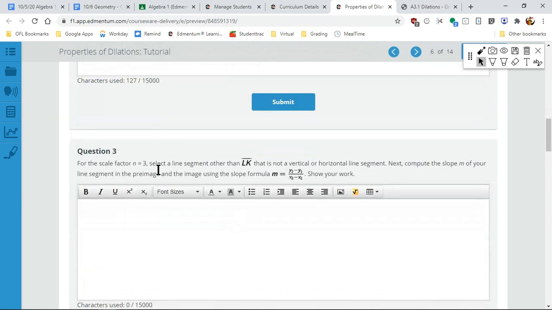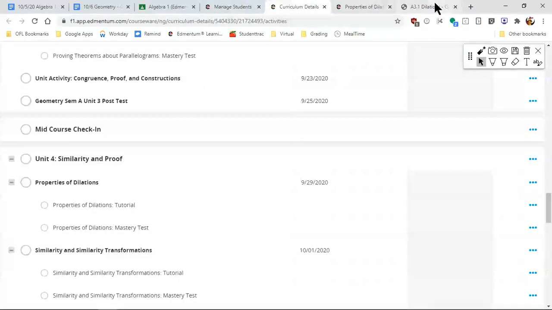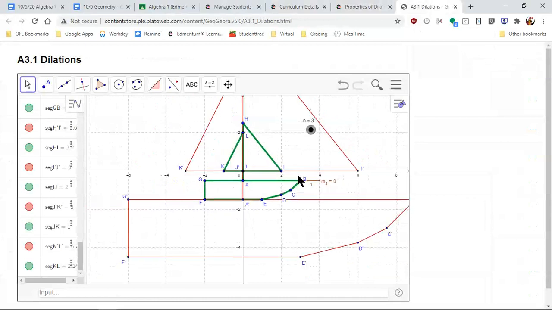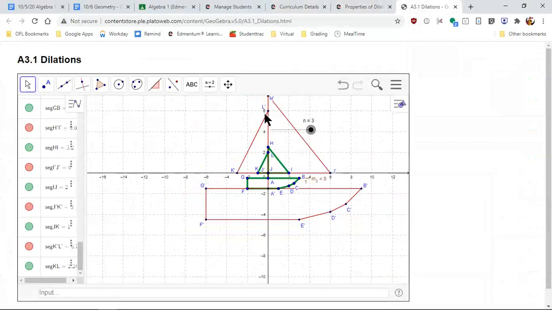Next, it's like for the scale factor N3, select the line LK and compute it. So this one, they actually want us to solve it. So let's go to our thing. We want to find LK. So if we look at LK, my points for this, let's see if GeoGebra is going to be nice to my stylus this time.